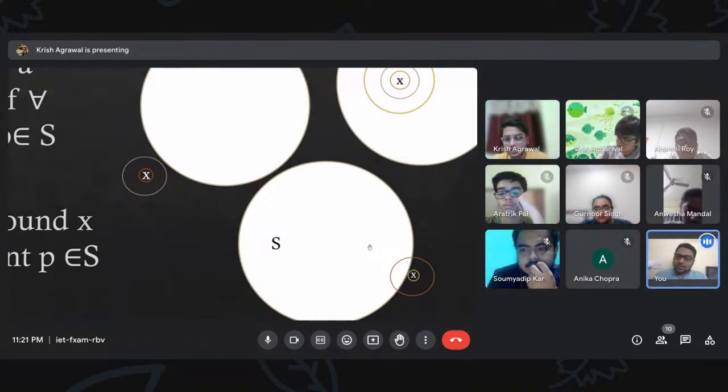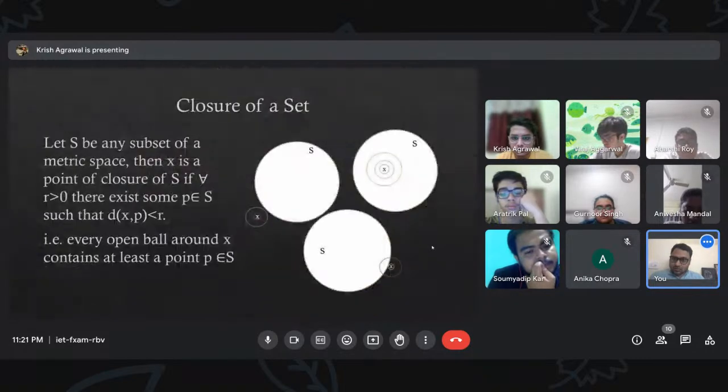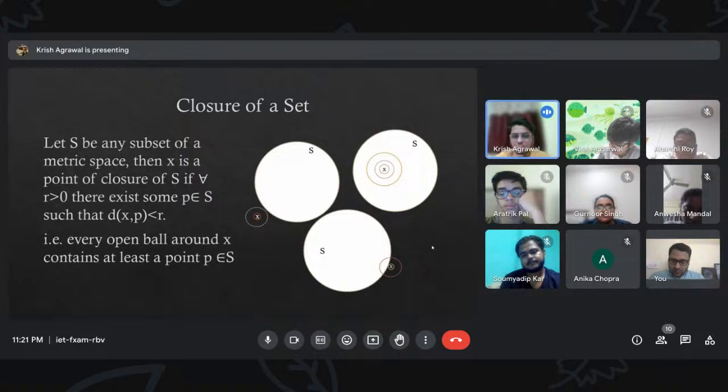But what is the difference between this situation and the first situation? Because in the first situation, it seems to me that if you take a larger ball, it would intersect the white region, right? Yes, if we create another concentric ball, it will. So what is the difference between that one and this one?